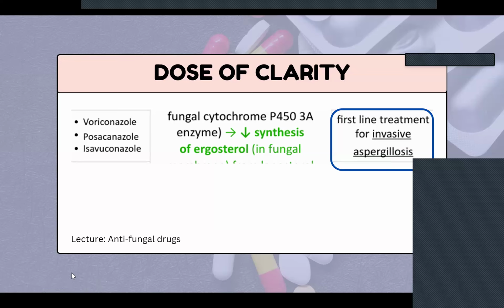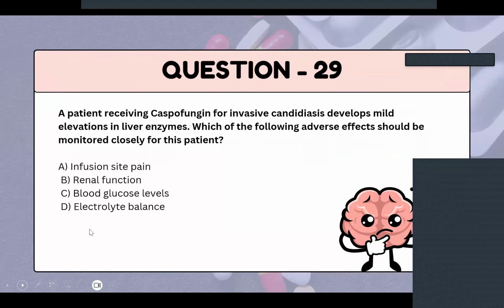Now let's move on to the next question. A patient receiving caspofungin for invasive candidiasis develops mild elevations in liver enzymes. Which of the following adverse effects should be monitored closely for this patient? Infusion site pain, renal function, blood glucose levels, or electrolyte imbalance?